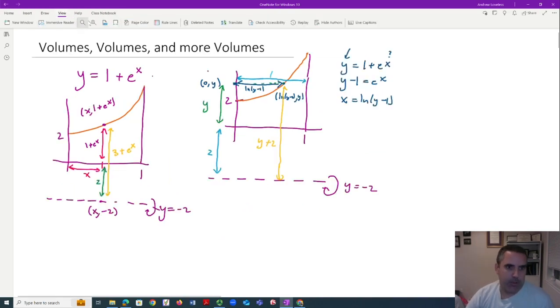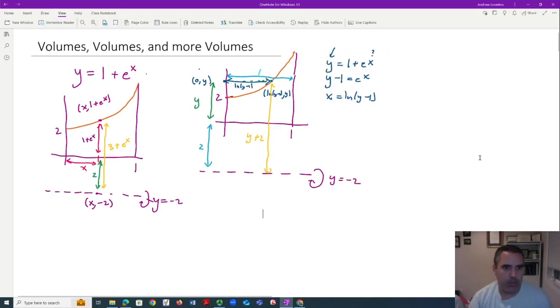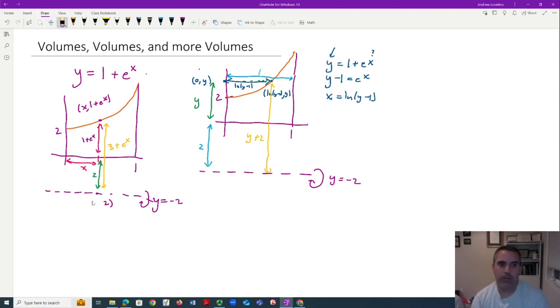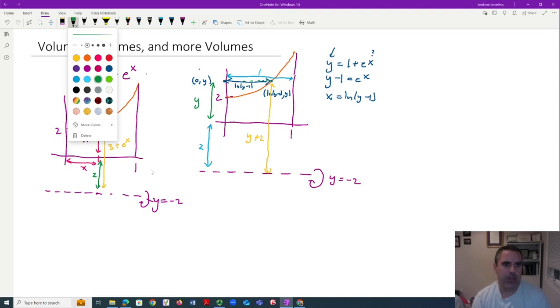Okay, now let's actually talk about the volume. So in this volume question, we're rotating around y equals negative 2. If you do it in terms of x, which is easier, I'll talk about why it's easier in just a second, you should realize that that's the washer method. And we did quite a few of those, but let's try to draw this here.